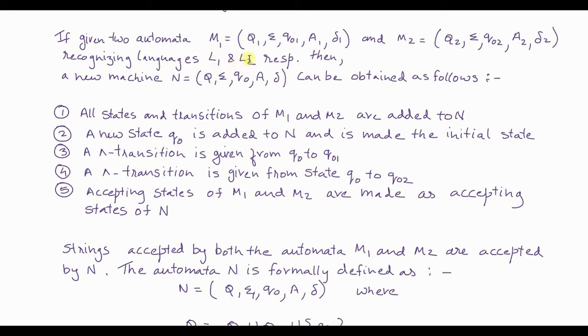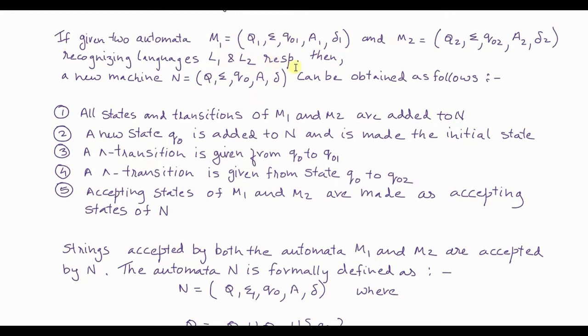Also it is given that L2 is a regular language. So for L2 also there must be an automata. So let's say M2 is an automata that represents language L2. And how is M2? M2 has Q2, the finite set of states, sigma, the input alphabet. Now Q02 will be the initial state, A2 will be the set of final states, and del2 will be all the transitions.